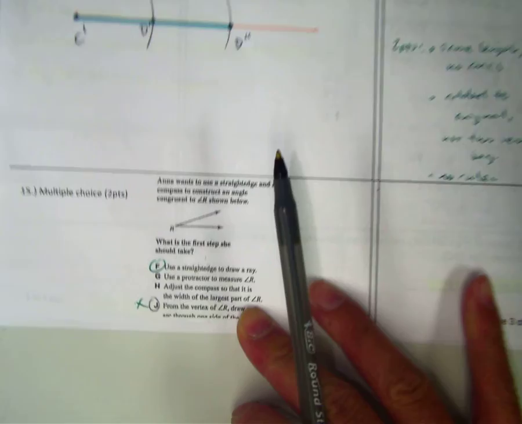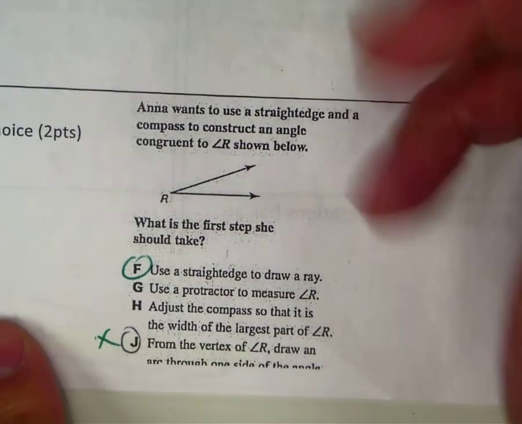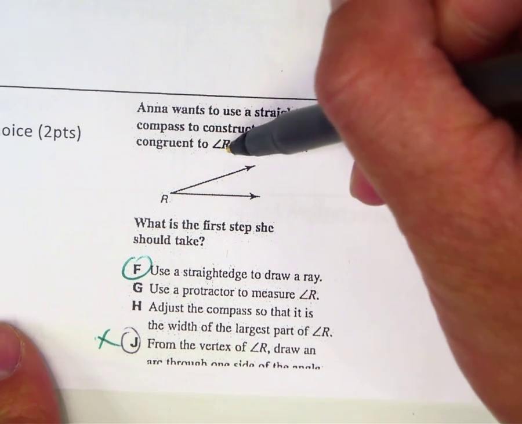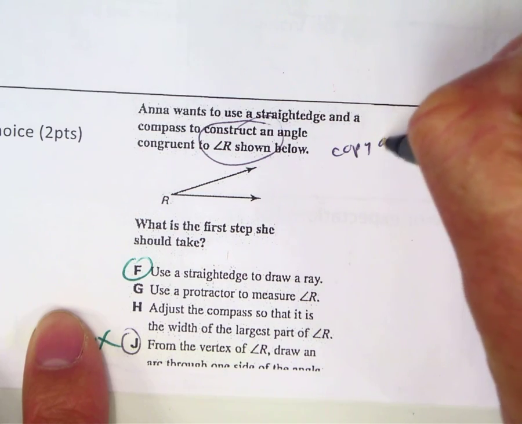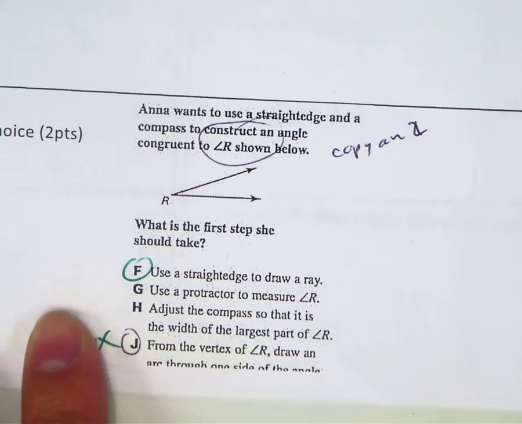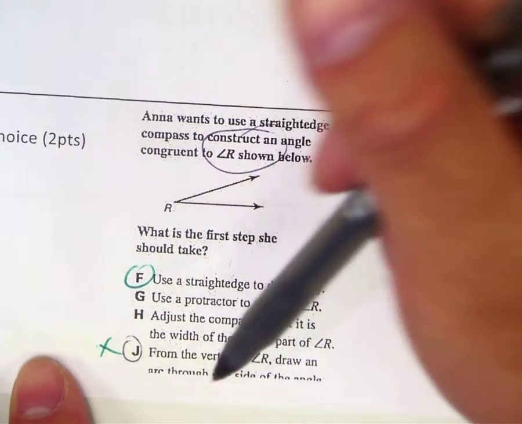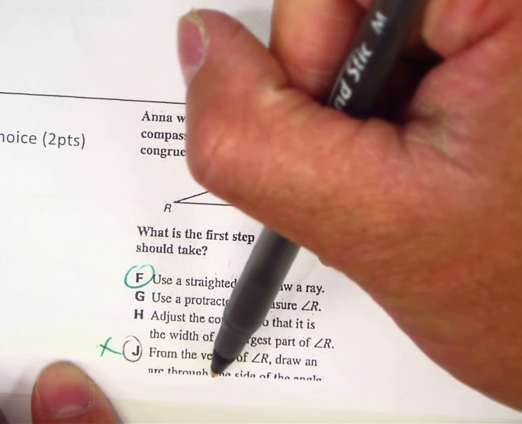Question number 15. This one got cut off. Anna wants to use a straight edge and compass to construct an angle congruent to angle R. So really what she wants to do is she wants to copy an angle. What is the first step? This one down here got cut off. It says from the vertex of R, draw an arc through one side of the angle.